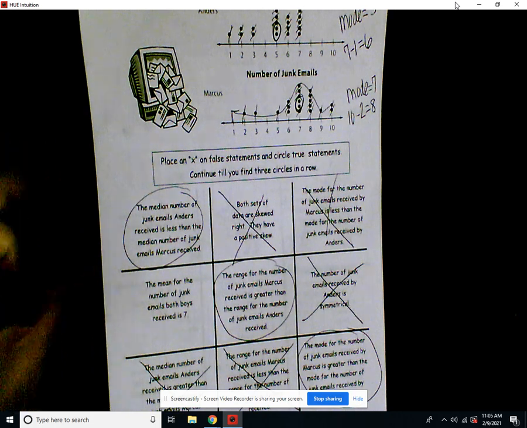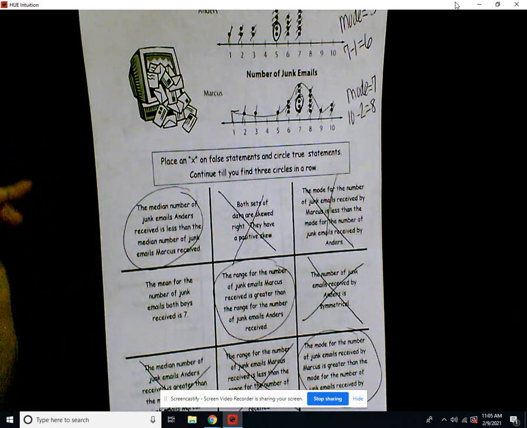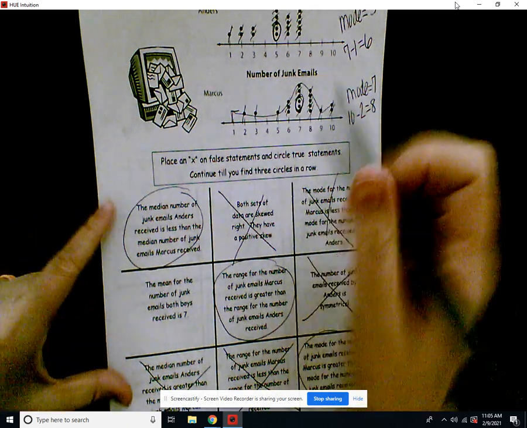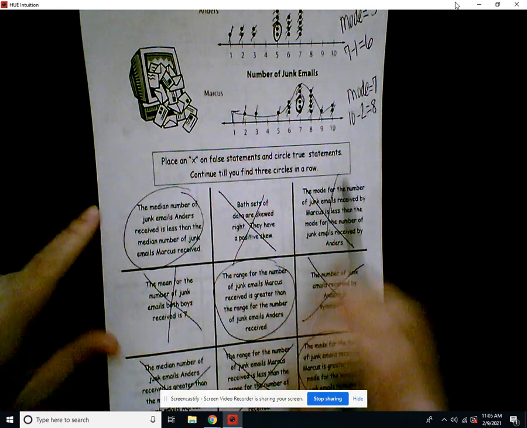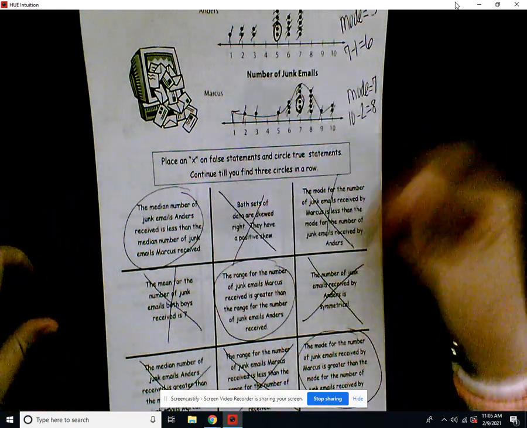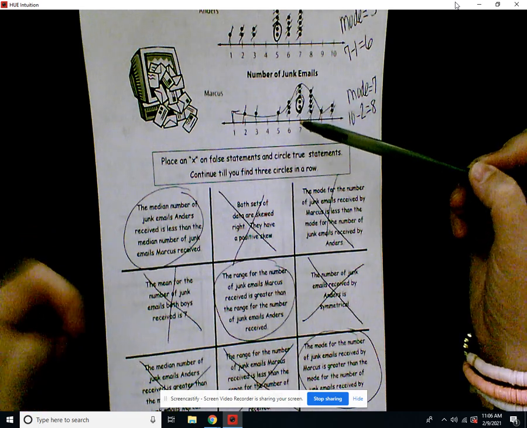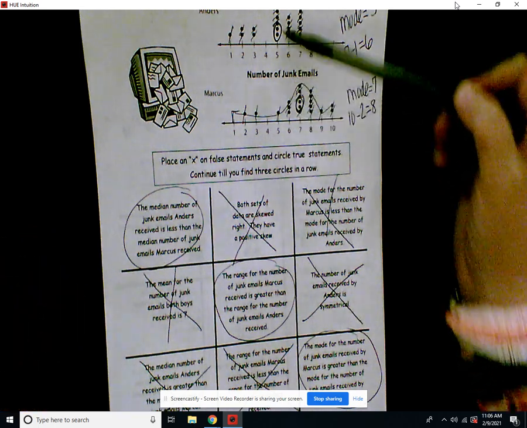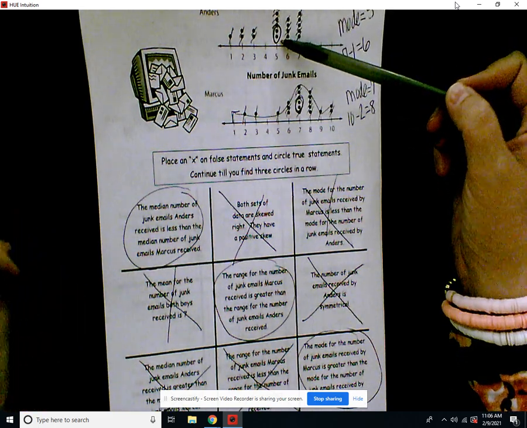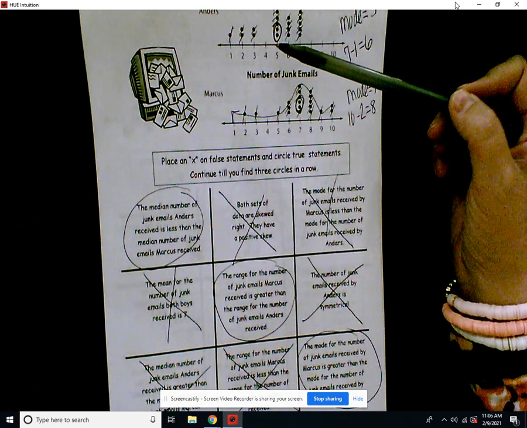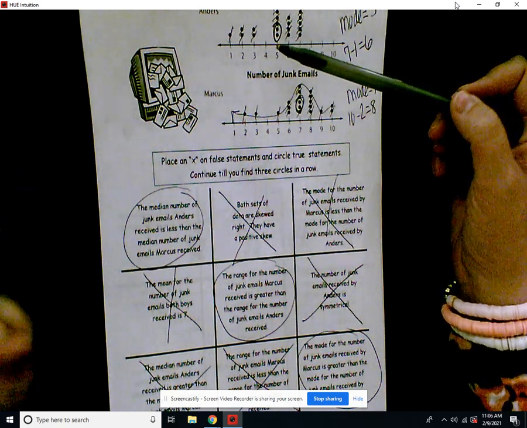So again, we're going to answer this last one. The mean for the number of junk emails for both boys is 7. And that is false. So remember, the mean is your average. So your average, your median, your mean are going to be close. So Marcus, that's true because his median was 7. So his mean is going to be close to 7. Whereas Anders, his was 5 for his median. So that means his mean will be about 5.